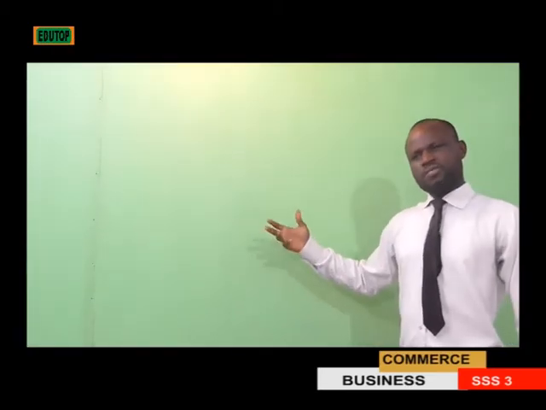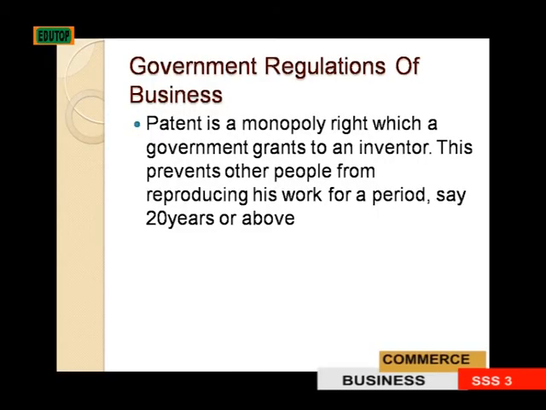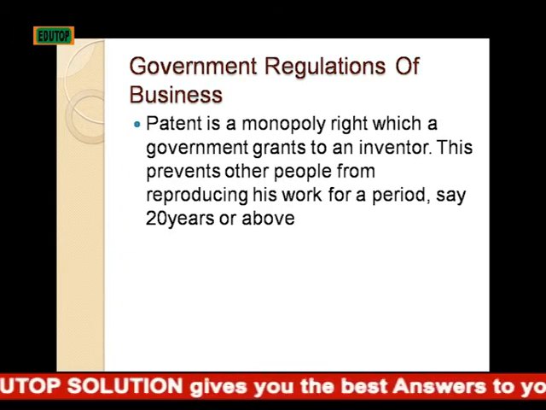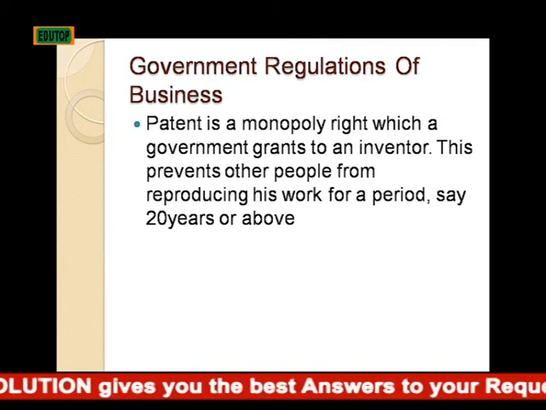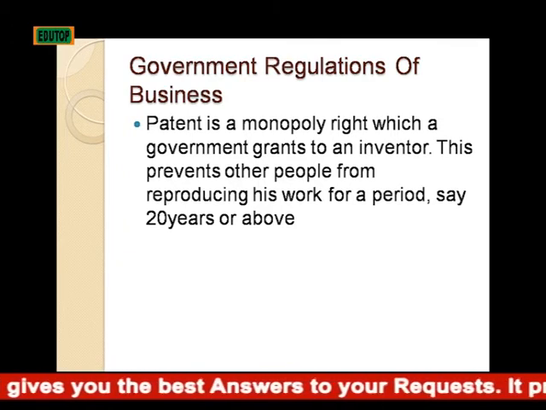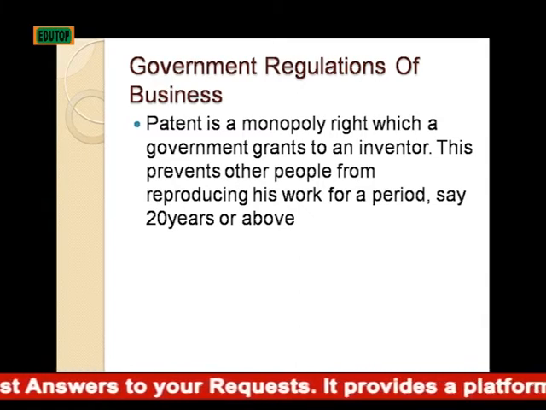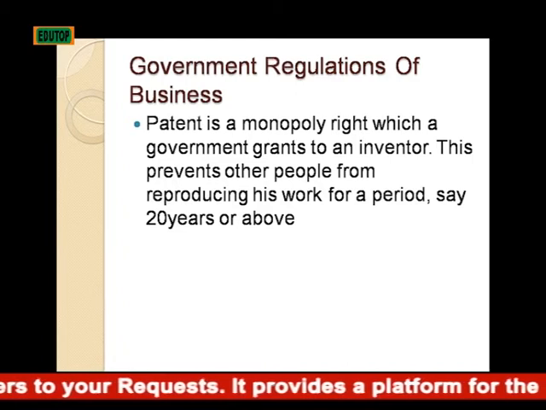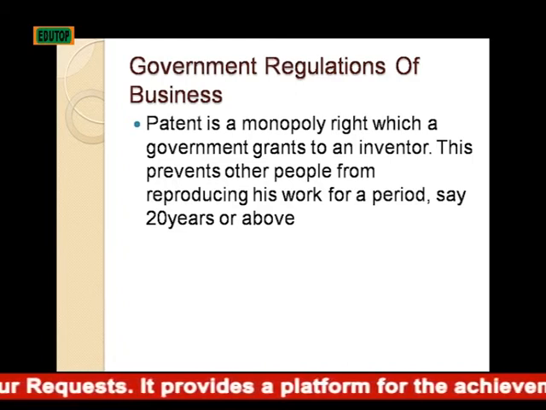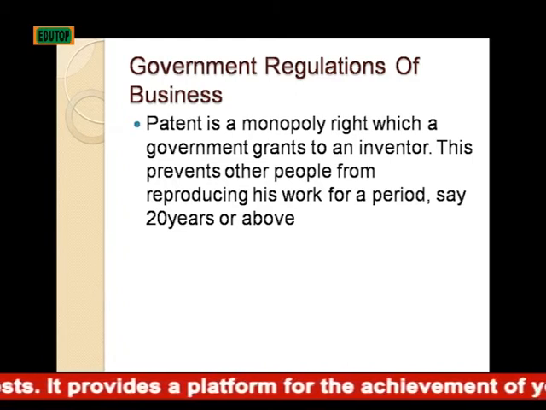Government regulations of business. Now, the first one is patent. Patent is a monopoly right which a government grants to an inventor. This prevents other people from reproducing its work for a period, say 20 years or above.